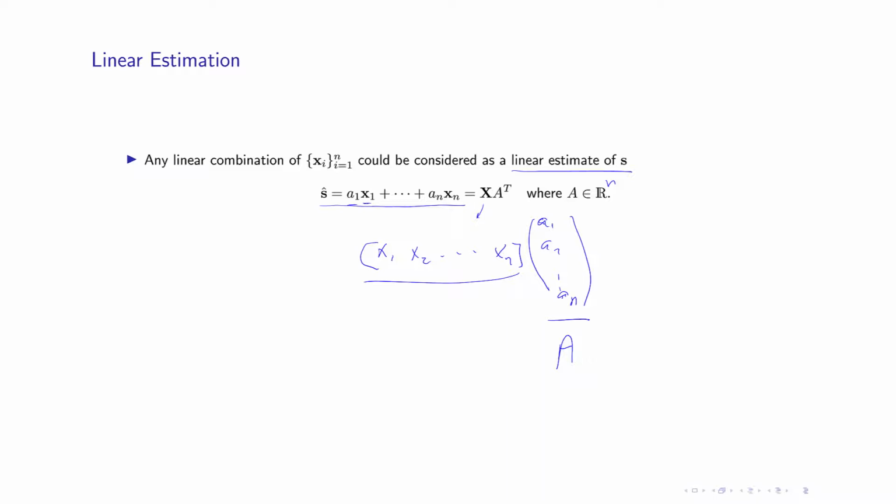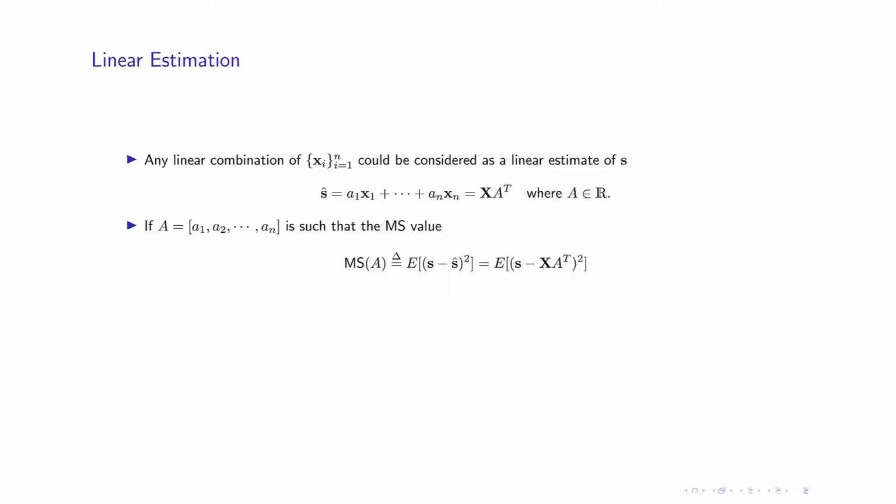If you tune the parameters in vector A and choose A properly, this estimator is a good estimator. If these values are not selected well, if they are not tuned or not learned very well from your data, this is not giving you a good estimator. So you could try to optimize this estimator by minimizing the error between S and S hat.